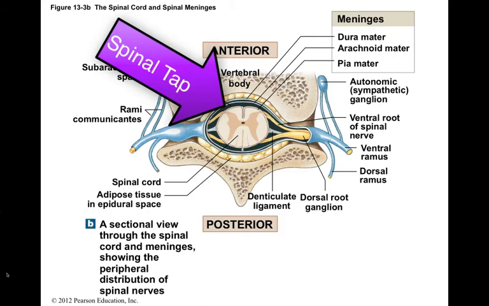A spinal tap is a procedure where a needle is inserted into the subarachnoid space and fluid is withdrawn to be studied for infection and other disorders.